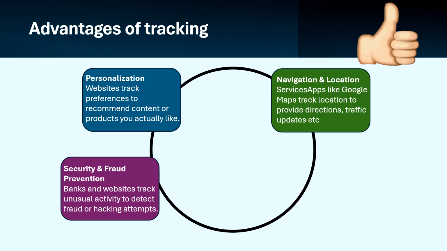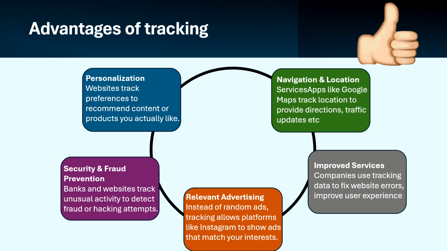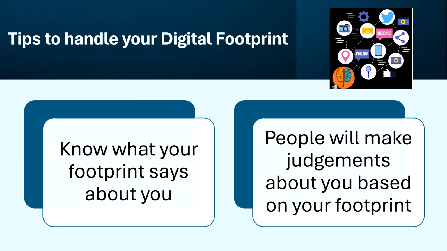Navigation and location. Services and apps like Google Maps track your location, so they can provide you with up-to-date information, for example, traffic alerts. And finally, it's to improve their service. So companies use their tracking to fix any website errors, and therefore they're going to help you improve your user experience.